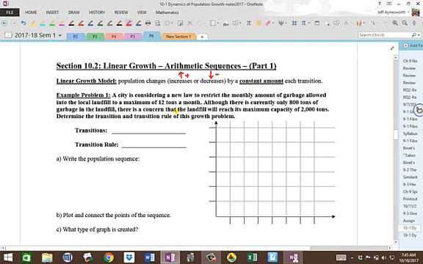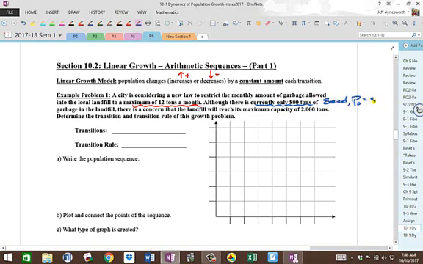A city is considering a new law to restrict the monthly amount of garbage allowed in the local landfill to a maximum of 12 tons per month. So that's obviously important. A maximum of 12 tons a month. Although there is currently only 800 tons of garbage in the landfill. That's another good piece of information. There's currently only 800 tons. That sounds like a starting amount. It kind of sounds like the seed. So there's your seed right there, which I'm talking about as P sub 0.